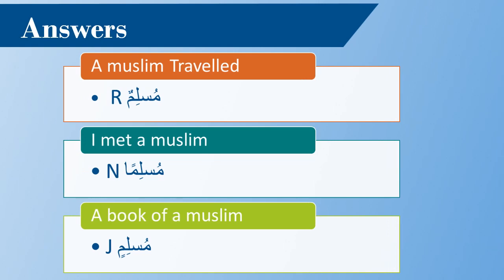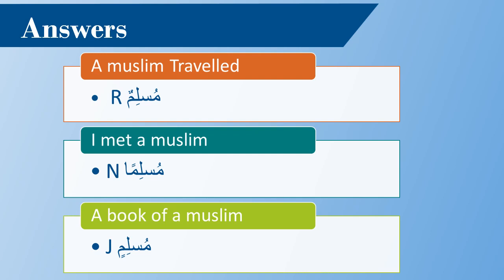A Muslim traveled. Here, a Muslim is a doer, so its status is rafa. The translation would be muslimun. I met a Muslim. A Muslim here is acting as nasb because it's a detail, so the translation would be musliman. A book of a Muslim. Here, the word a Muslim is coming after "of", so it is jar. Translation would be muslimin.